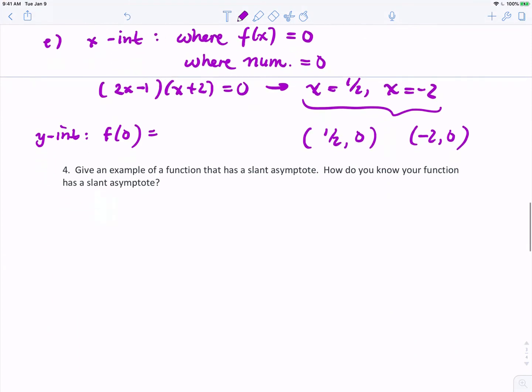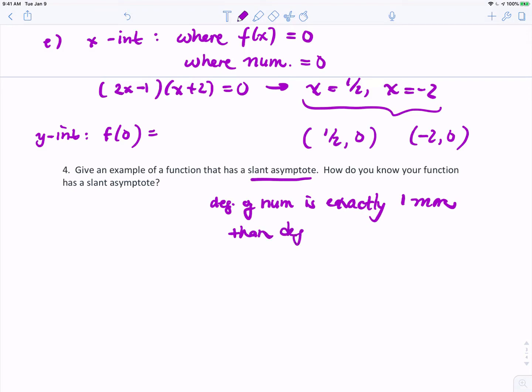And finally, give an example of a function that has a slant asymptote. How do you know your function has a slant asymptote? A rational function is going to have a slant asymptote anytime the degree of the numerator is exactly 1 more than the degree of the denominator. So if you want to check that your answer is correct, simply look at the degrees of your numerator and denominator.